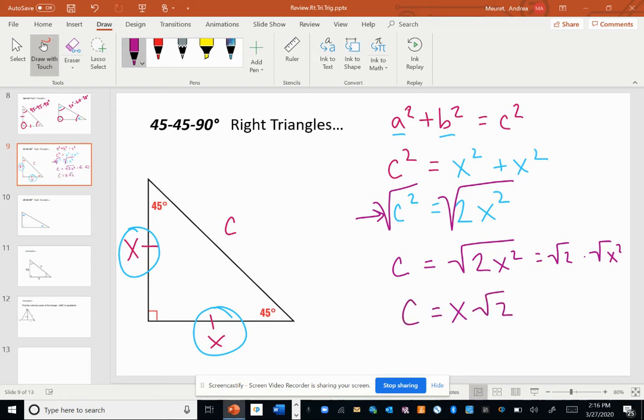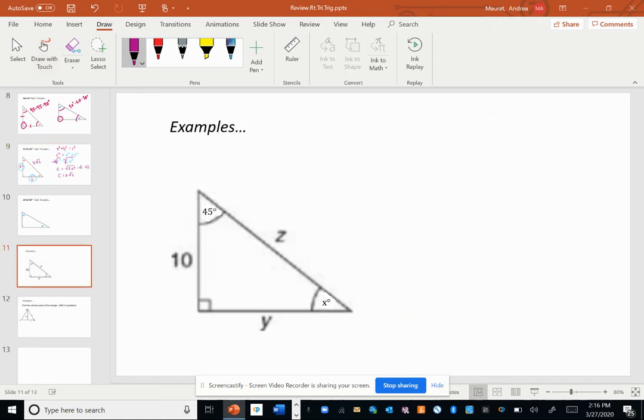So in a 45, 45, 90 degree triangle, the relationship between the three sides is: if each of the legs is x, then the hypotenuse is x times the square root of 2. And we're going to go ahead and do some examples using this.